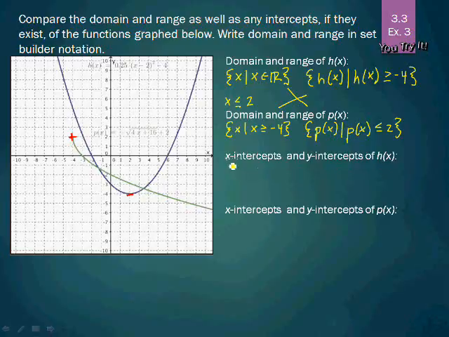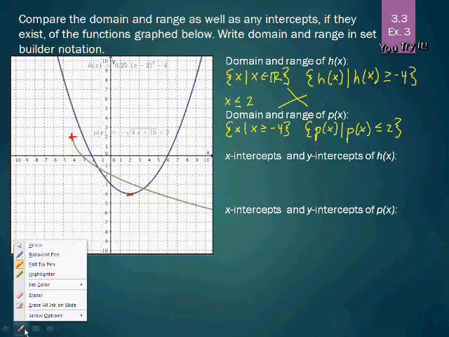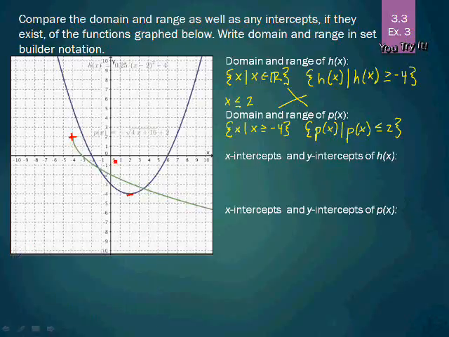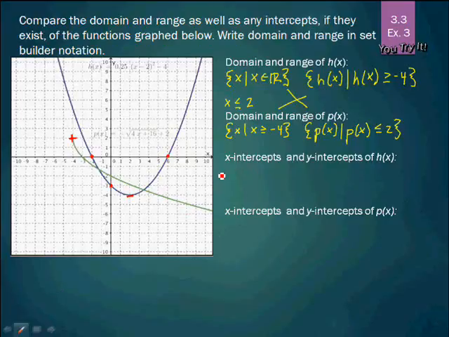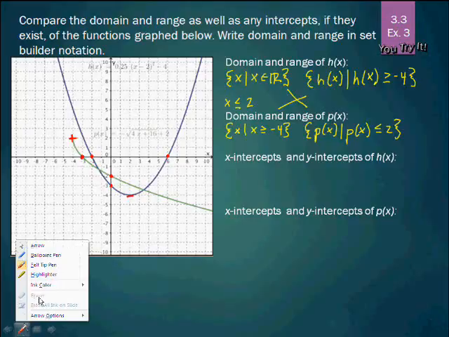So the x-intercepts and y-intercepts of h of x. Let's draw these in on our graph. So for h of x, we see we have an intercept at -2, 0 and at 6, 0 on the x-axis for our x-intercepts, and then 0, -3 on the y-axis. And then for p of x, we can look and see here that the x-intercept is -3, 0, and then the y-intercept is at 0, -2. So let's go ahead and write these up.